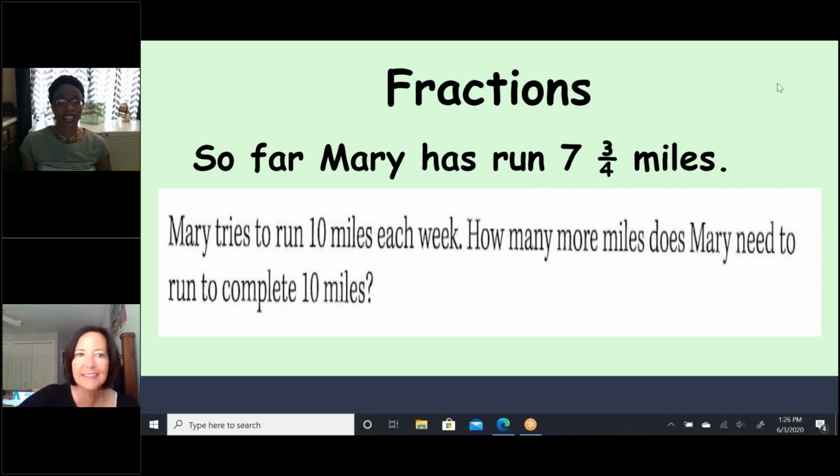So this one says, so far Mary has run 7 3/4 miles. She tries to run 10 miles each week. How many more miles does Mary need to run to complete 10 miles? So see if you can do that one.